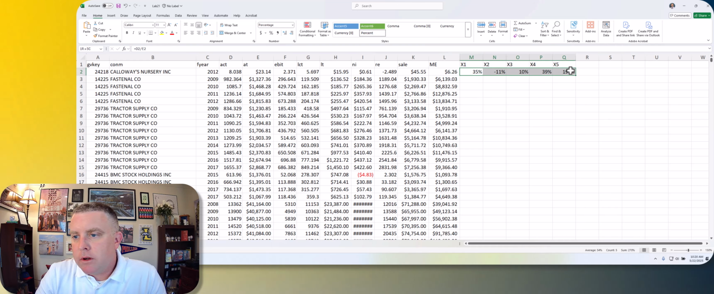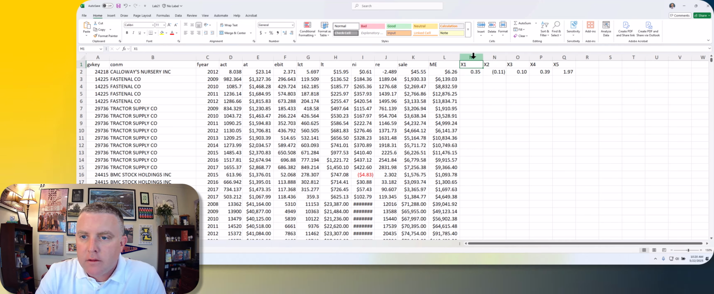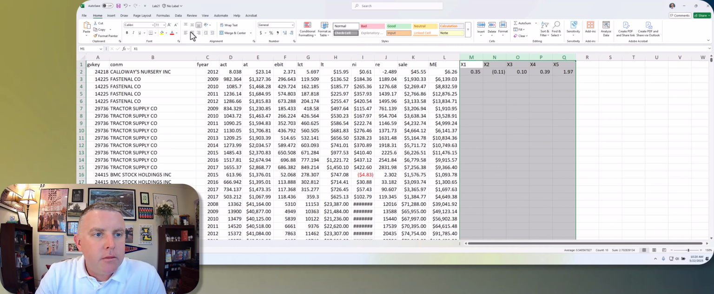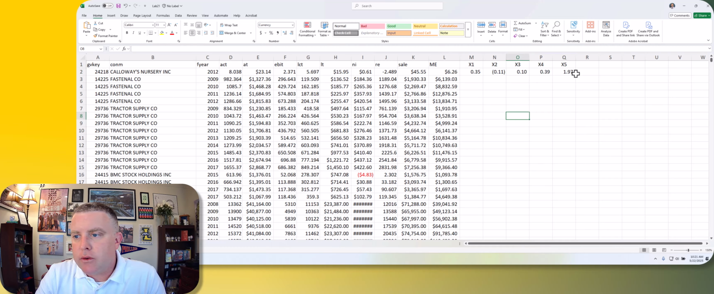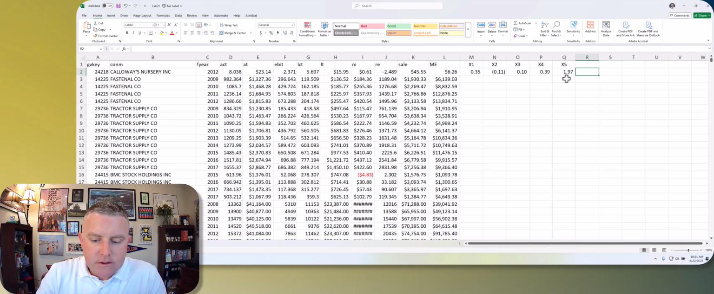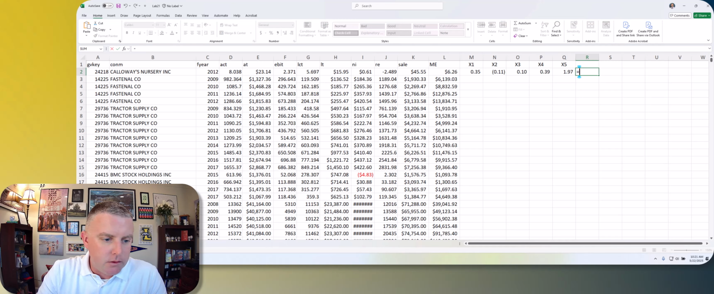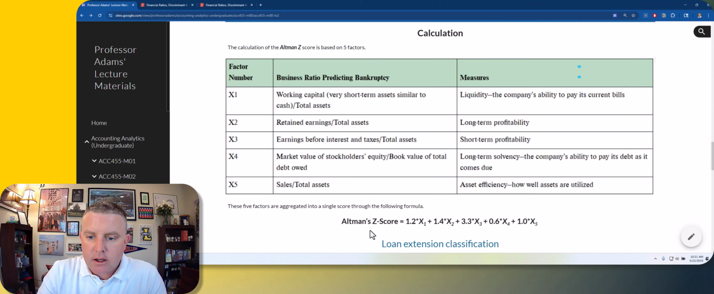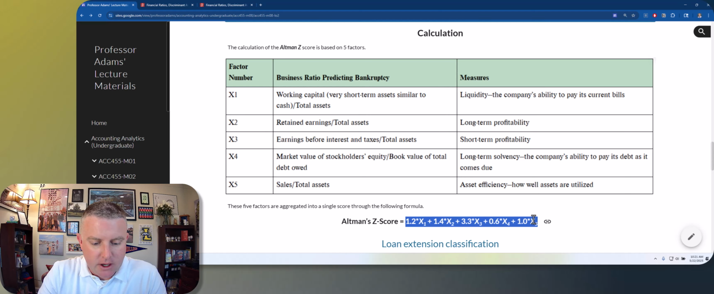All right, so we have these variables set up. You could format these as percentages if that's helpful for you. You can format these as just raw numbers. It doesn't really matter for our purposes here. So what we're trying to do is create a z-score, and this Altman z-score is going to be equal to, if we come back, 1.2. We can actually just copy this, right?